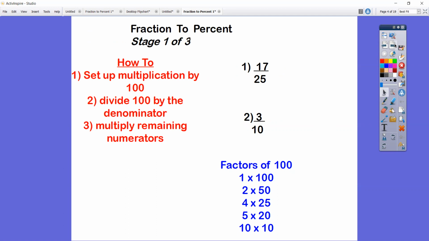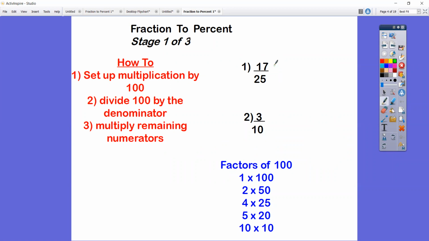Fraction to percent, lesson 1 of 3. We have 3 steps. Number 1, we're going to set up multiplication by 100. Number 2, we're going to divide the 100 by the denominator. And number 3, we're going to multiply the remaining numerators. So this is simply a lesson to give you a little bit of tips and tricks. Let us begin with step 1.